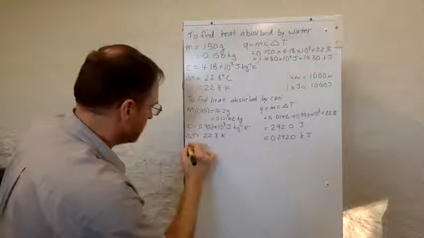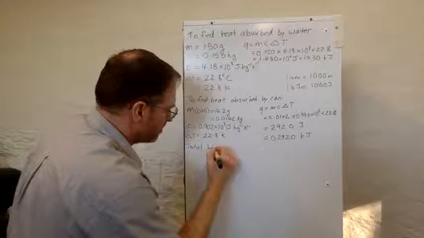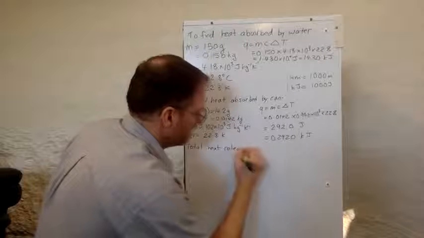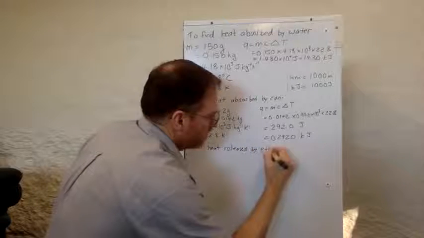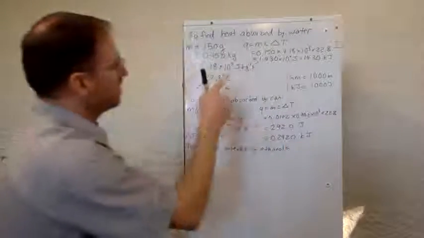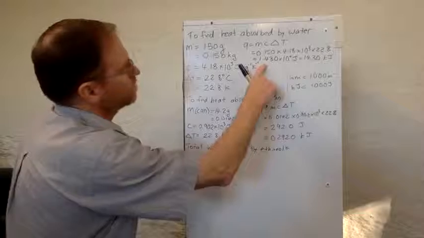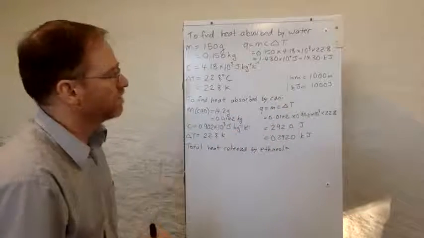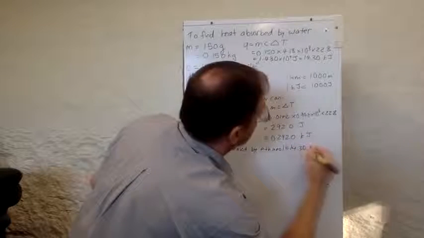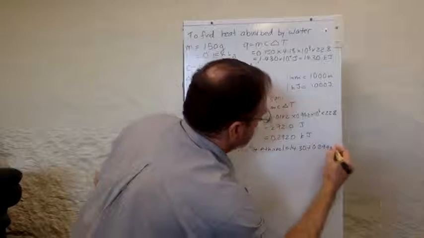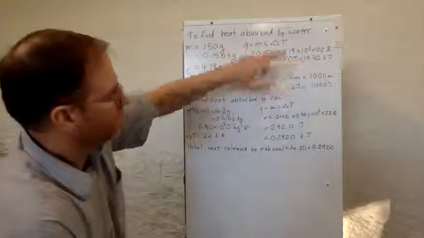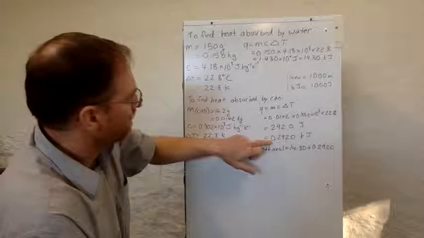So what's the total heat absorbed? Total heat absorbed, or that's actually the total heat released in the combustion. So total heat released by the ethanol when it combusted is equal to the amount of heat absorbed by the water, plus the amount absorbed by the can, because that's the total heat that was released. So it's going to be 14.30 plus 0.2920. So I've just added together the heat that came out of the ethanol and was absorbed by the water, plus the heat that came out of the ethanol and was absorbed by the can.